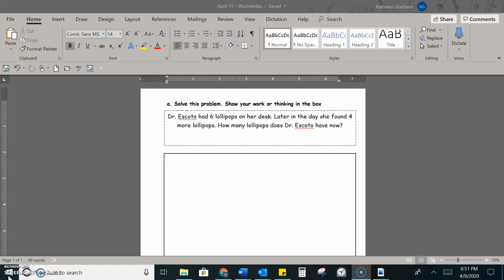Here we go. Dr. Escoto had 6 lollipops on her desk. Later in the day, she found 4 more lollipops. How many lollipops does Dr. Escoto have now? Listen again.